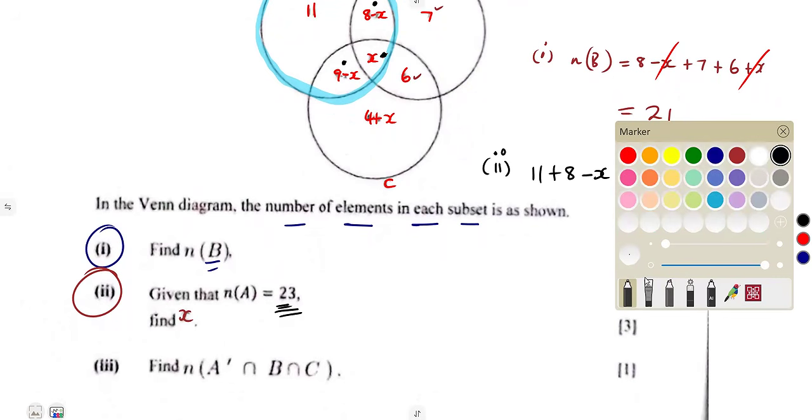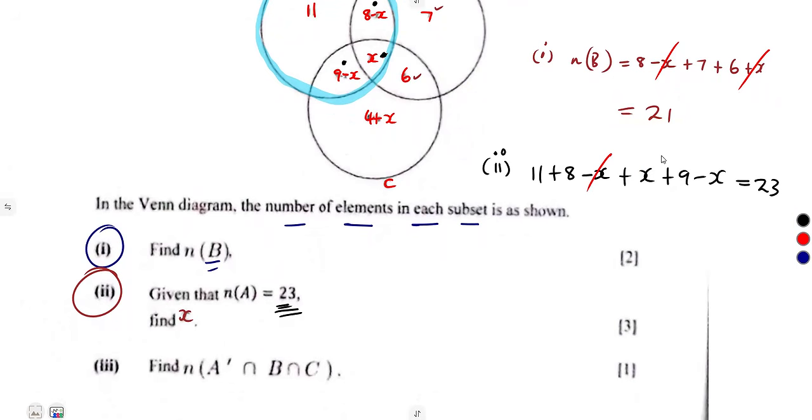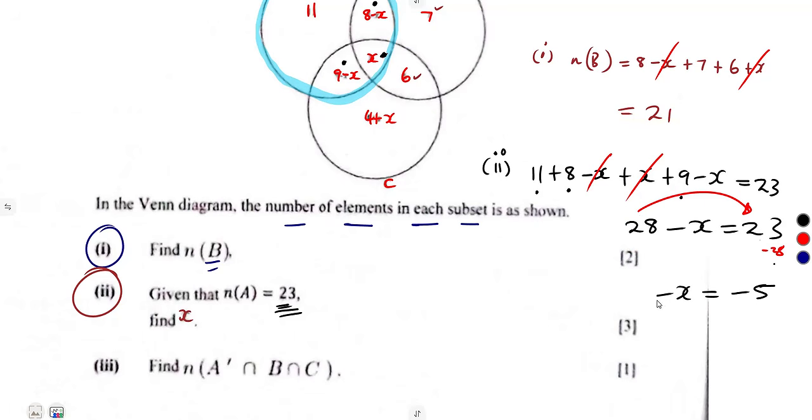All right, so let us cancel this, minus X plus X cancels. Add these numbers, 11 plus 8 plus 9. That was going to give us 28. So that's 28 minus X, which is equal to 23. Let us solve for X. This is a linear equation. Take 28 to the other side, it becomes minus 28. So minus X is equal to 23 minus 28, which is minus 5. So to find the value of X, simply divide by the negative. So X was going to be equal to 5.